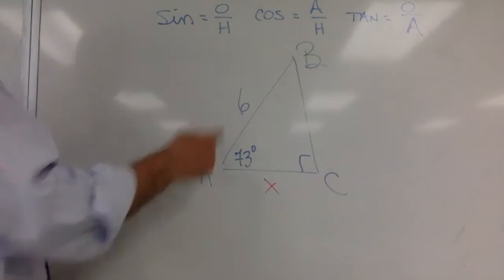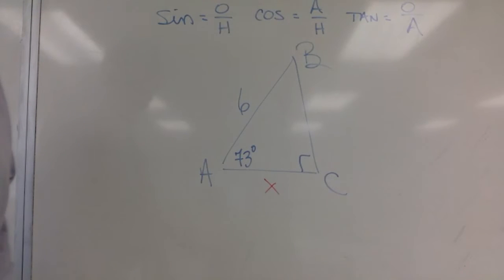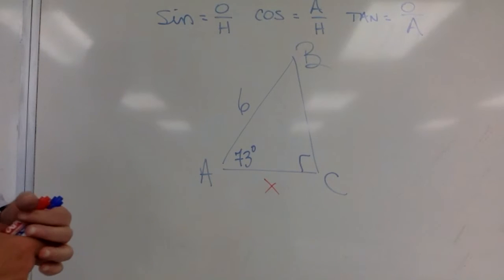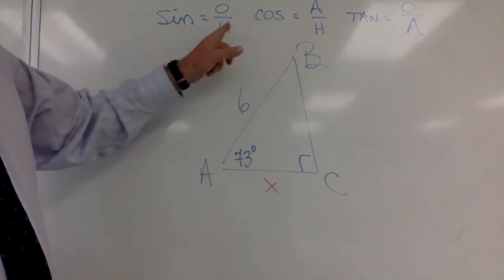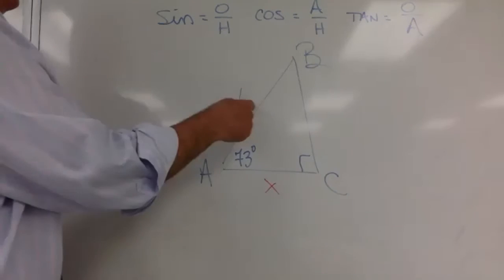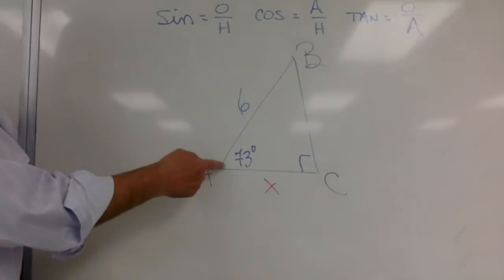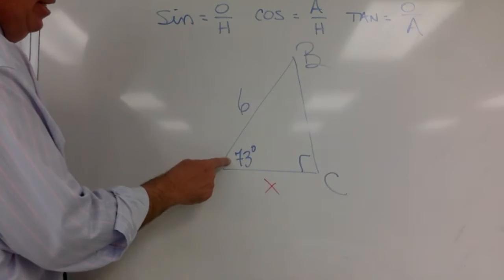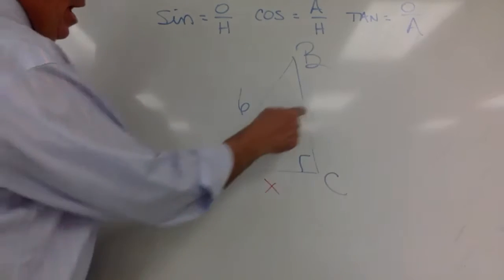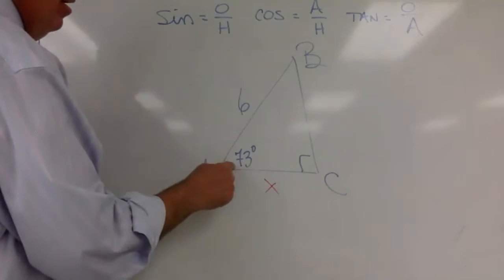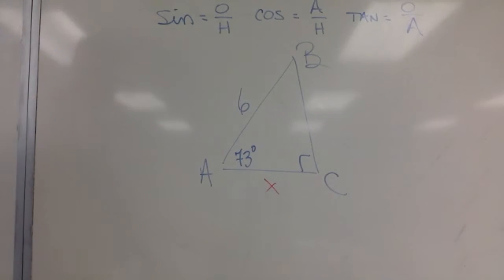Well, what's the number I know? 6 is what? A, B, or C? C. So that's the hypotenuse. Now, if I use 73 degrees, is this side opposite or adjacent? Adjacent. What's adjacent mean?